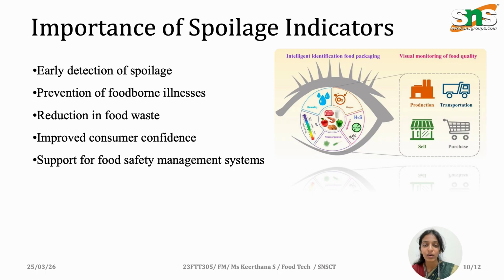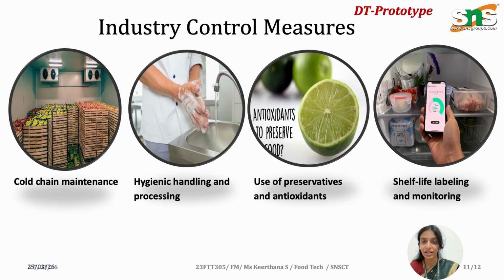And over here, we're going to discuss the importance of spoilage indicators. Why is it important? It prevents foodborne illness, reduces food waste, maintains the quality of the product, and improves consumer trust. Industries rely heavily on these indicators. As a result, we have a few industry control measures in the slide, like cold chain maintenance, shelf life labeling and monitoring, use of preservatives, and hygienic handling and processing.